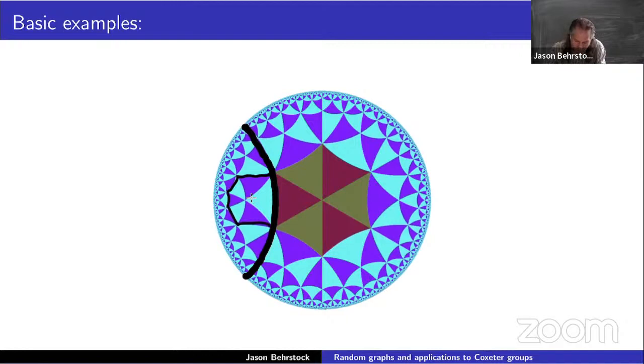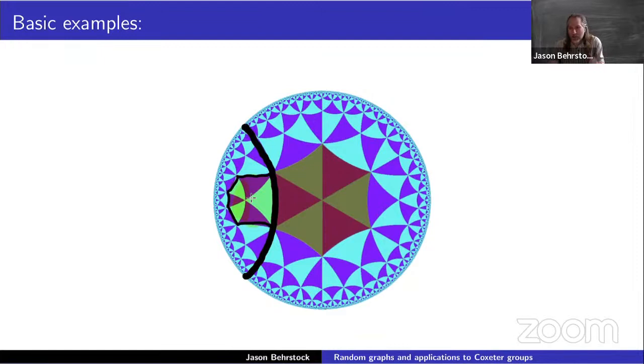Should I shade it in? You get this hexagon here. So that's sort of how the reflections work. So you can then extend in that way, and you can see that by applying these reflections in these bi-infinite geodesics that extend the edge of the hexagon, you end up getting this nice tessellation of the hyperbolic plane.